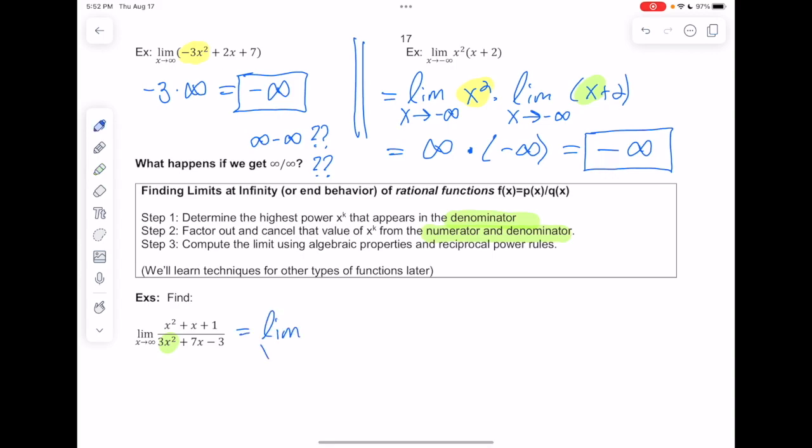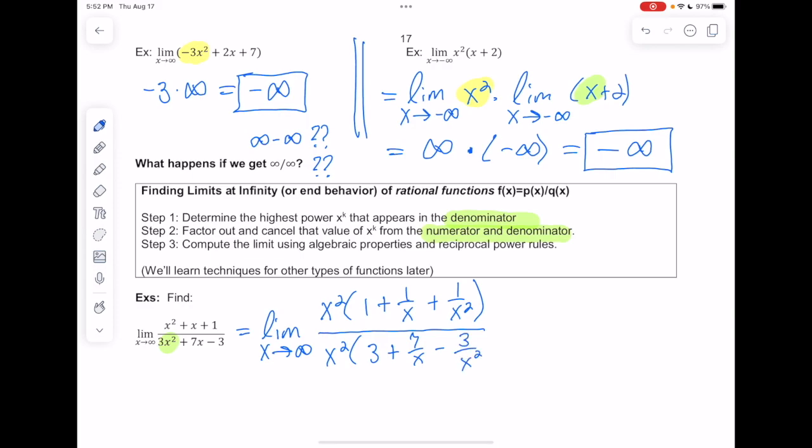So limit as x goes to infinity, factor out that x squared in the top, or divide every term by x squared. The first term would become a 1. X over x squared would be 1 over x, and 1 over x squared on the last piece would be 1 over x squared. And then on the bottom, also factor out that x squared. 3x squared over x squared is 3. 7x over x squared, we get an x canceling, we get 7 over x. And 3 over x squared is 3 over x squared.